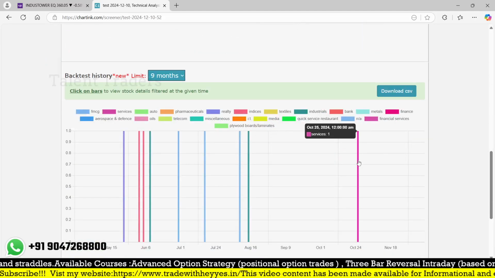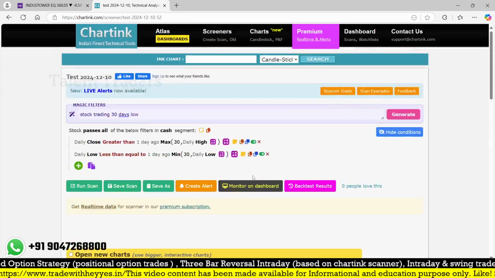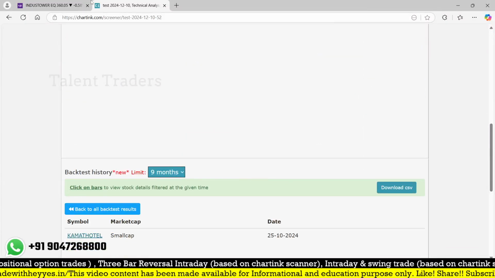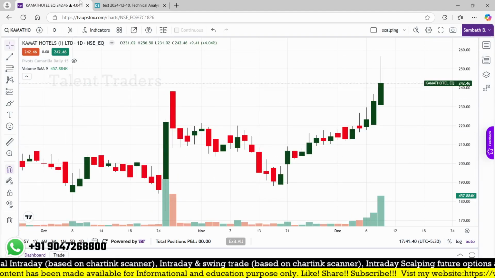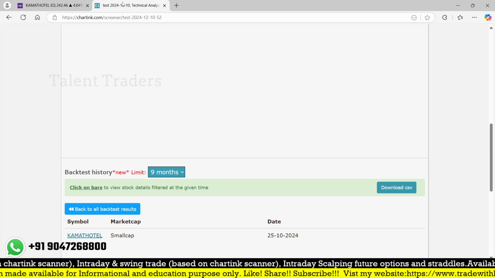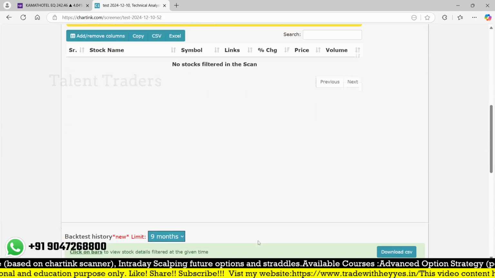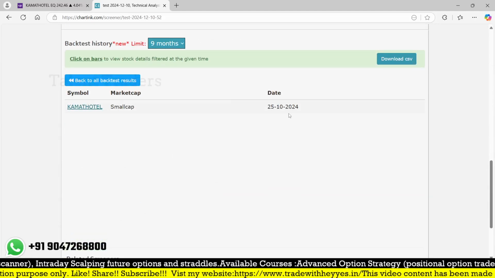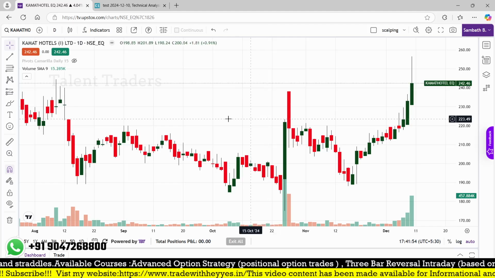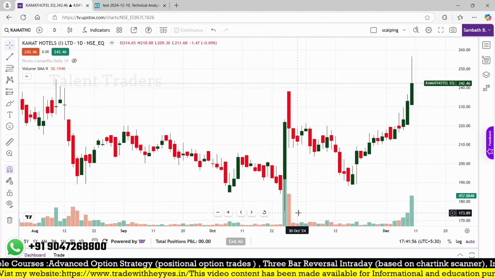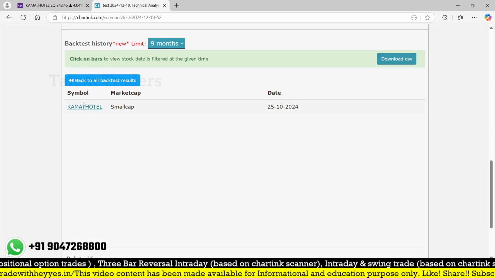I think someone has come here on 25th October, that may be a liquid one. Let me check. KAMA, yeah, 25, what was the date? 25/10. This was the day because we are comparing the highest level for 30 days and the lowest level for 30 days. So that was satisfying both conditions, but normally it is not satisfying.